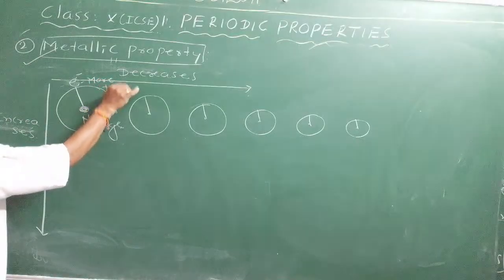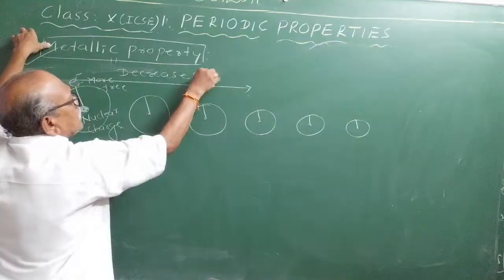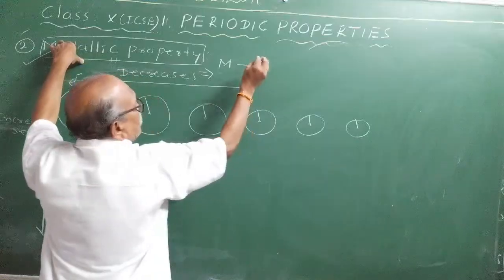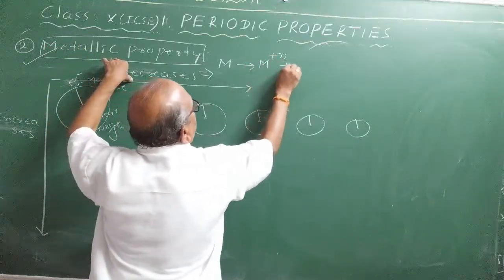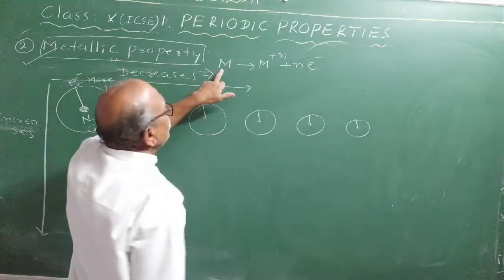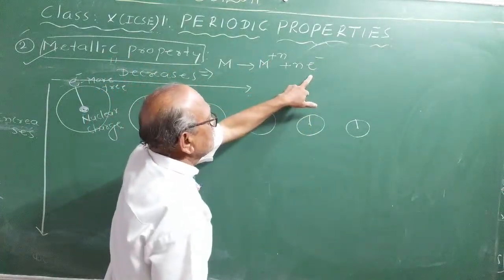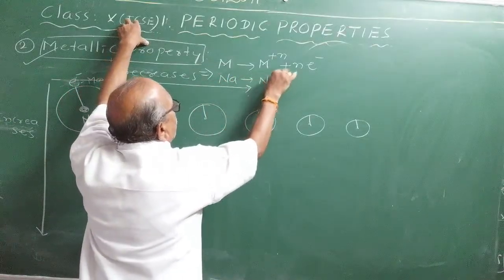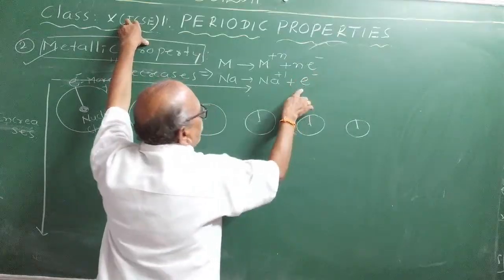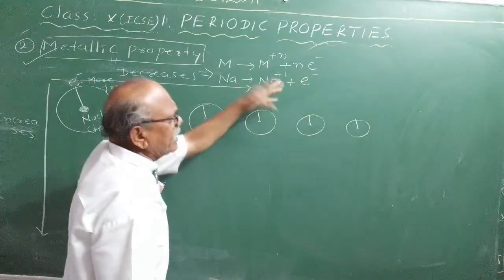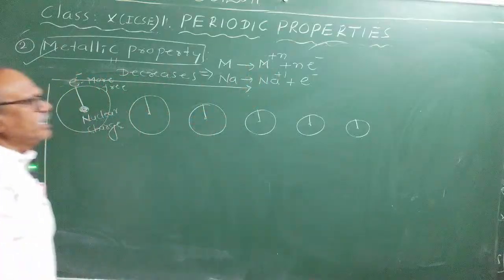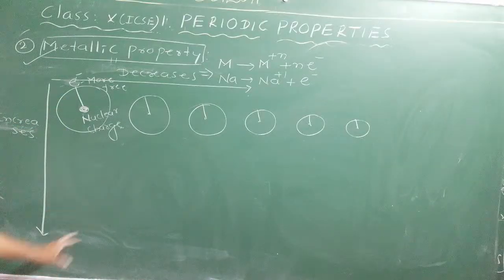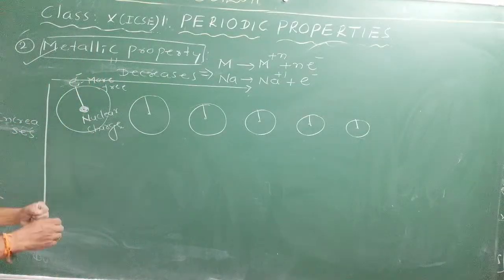Just now I told you that metallic property is a tendency to lose electrons. Suppose M is a metal; its metallic property depends upon how many electrons it can lose. Suppose it readily loses n electrons, this becomes M to the n plus, plus n electrons. You can take sodium. Sodium becomes Na plus, readily losing one electron, liberating one electron. Therefore, it is highly reactive and a pure metal. Highest metallic property is observed in group 1 metals. They are highly reactive metals, meaning more ability to lose electrons.